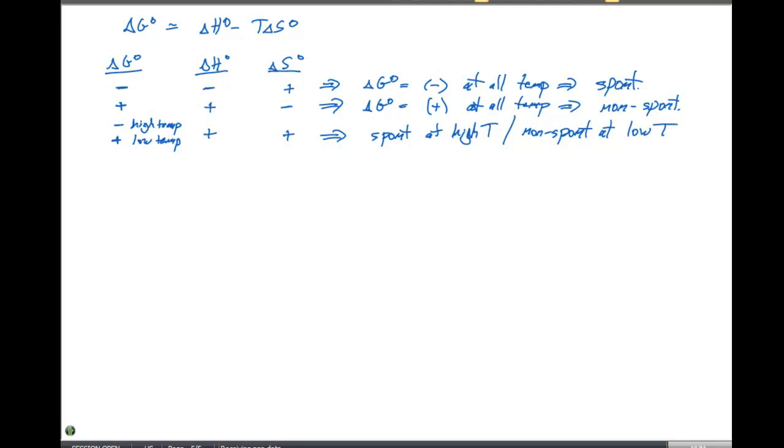Same thing happens if we have a negative value for ΔH and a negative value for ΔS, except the temperature part is reversed. If we have negative values for ΔH and ΔS, our ΔG is going to be positive at high temperatures, and it's going to be negative at low temperatures. So in this case, we're going to be spontaneous at low temperatures and non-spontaneous at high temperatures.